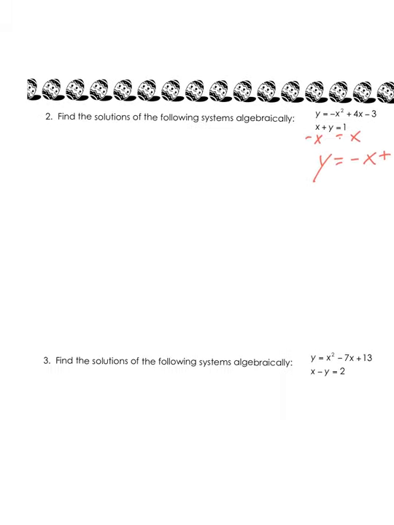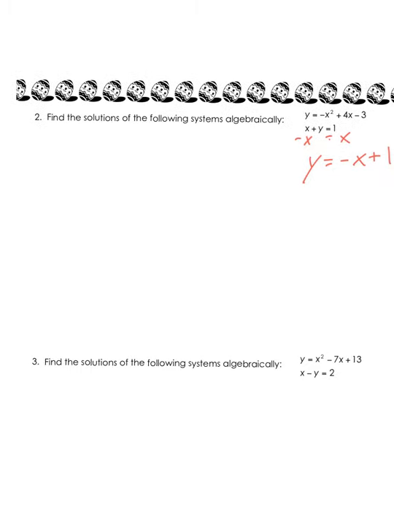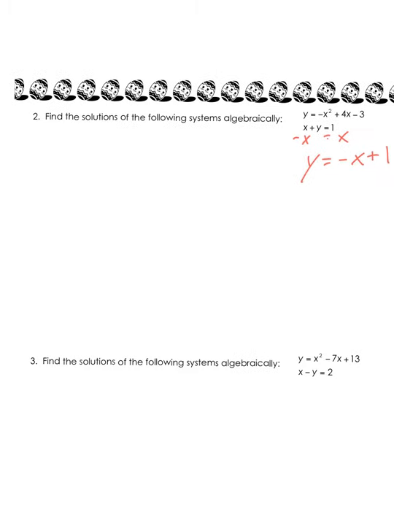Now that they are both equal to y, I will set them equal to each other. This is me taking this and plugging it in for y here. Once they're both equal to y, just get rid of the y's and set them equal to each other. So I'm looking at negative x plus 1 equals negative x squared plus 4x minus 3.